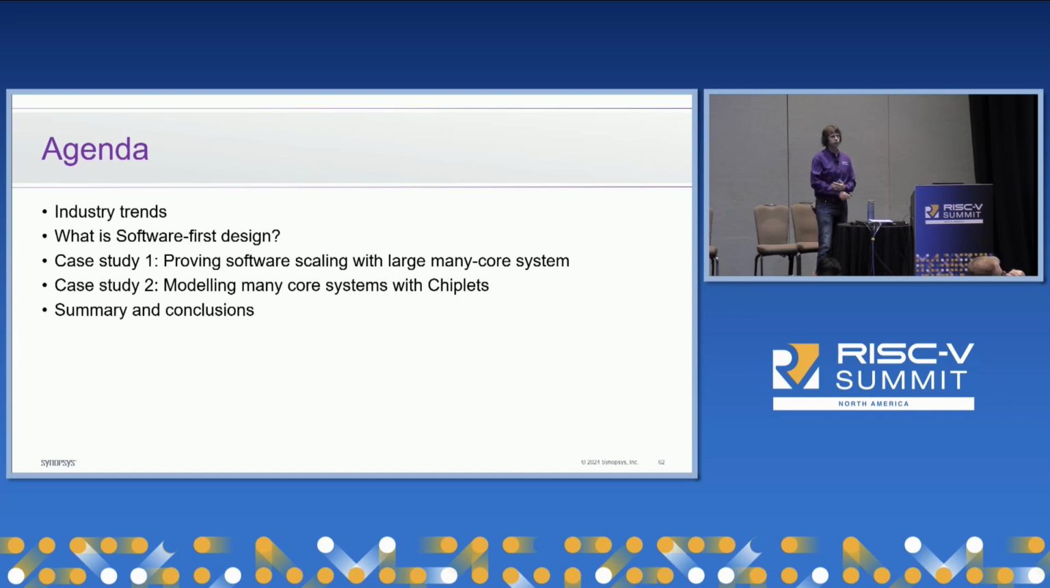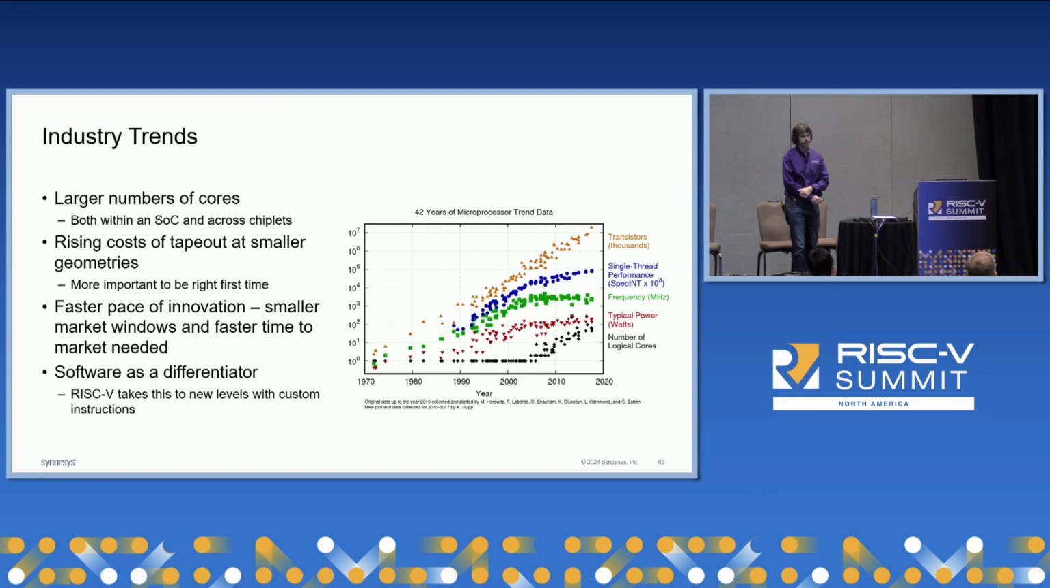I'm going to start with an introduction to some of the industry trends, talk a little bit about software-first design and why that's becoming more relevant these days. Then I've got a couple of case studies that we've done with customers. First one's scaling to a large many-core system. The second looking at chiplets. And this is how we simulate these large complex systems and why we want to do that. And then I'll wrap up with some conclusions and we should have time for some Q&A at the end.